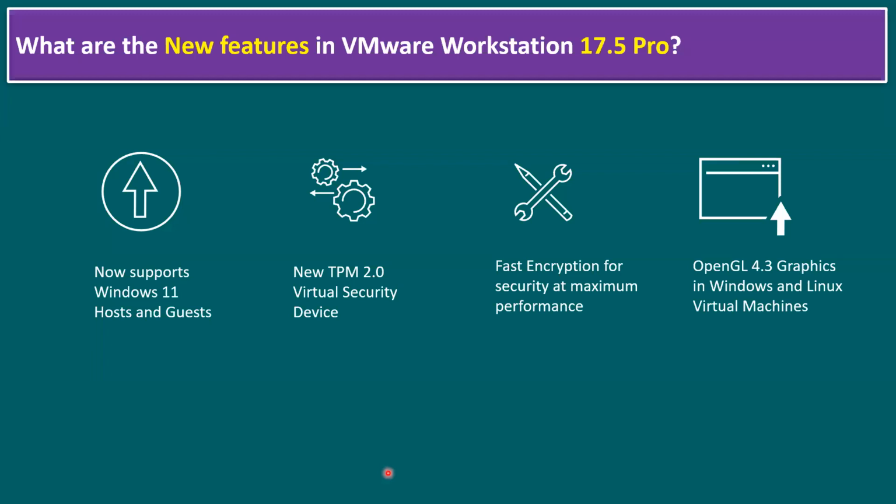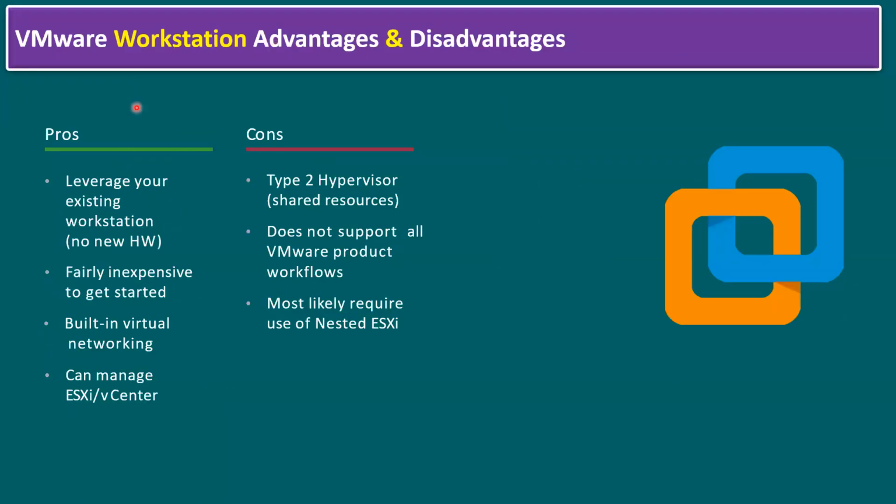In the meantime, we can connect back to our slide. So we understand the standard features and also what the new features available in VMware Workstation 17.5 Pro are. Now in addition, there is another key point: VMware Workstation advantages and disadvantages. Advantages means pros, so we have some pros and cons.